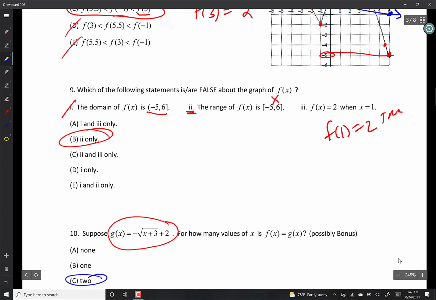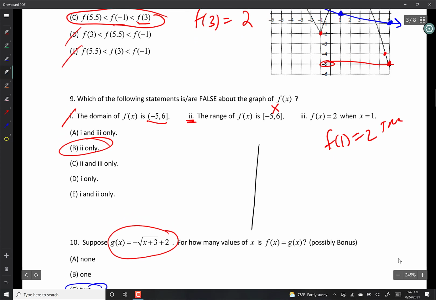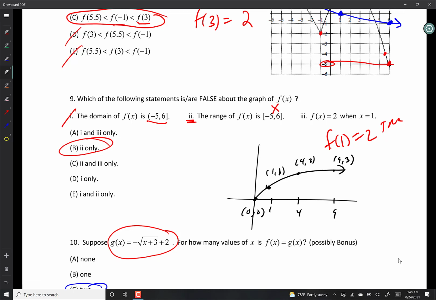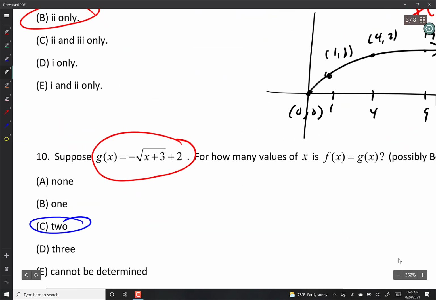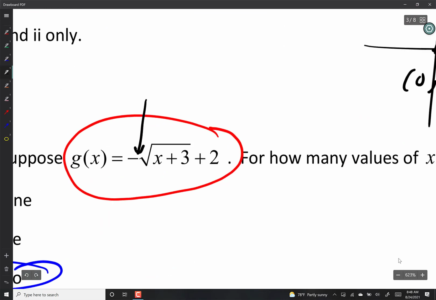Yes, so it all comes from this graph here. I know that I have a point at 0, 0. I know that I have a point at 1, 1, because the square root of 1 is 1. I know that I have a point at 4, 2, because the square root of 4 is 2. And then I know that I have a point at 9, 3, because the square root of 9 is 3. And because I'm reflected across the x-axis, I have no vertical stretch because there's no number in front. I just have a negative there.